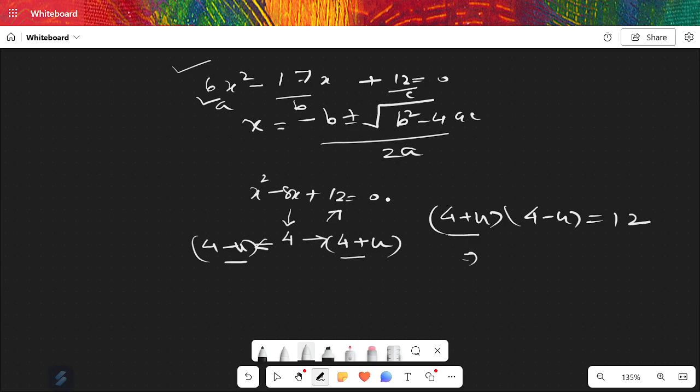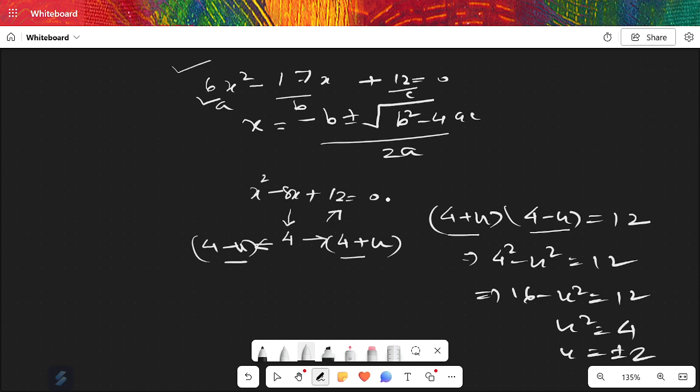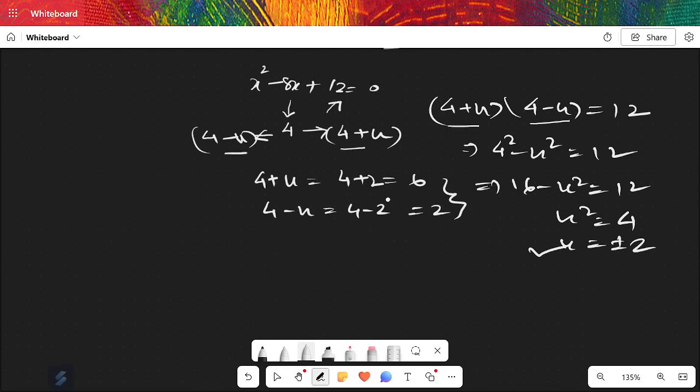So 4 plus u times 4 minus u is equal to 12. This is basic algebra. The a plus b and a minus b formula is a square minus b square, equal to 12. So this is 16 minus u square equal to 12. So u square is simply 4. So u is plus minus 2. So as you see, our combination or choice of numbers is, if you take the positive value of u, it becomes 6, and 4 minus 2 becomes 2. So this is our original value when we use the traditional method of solving.